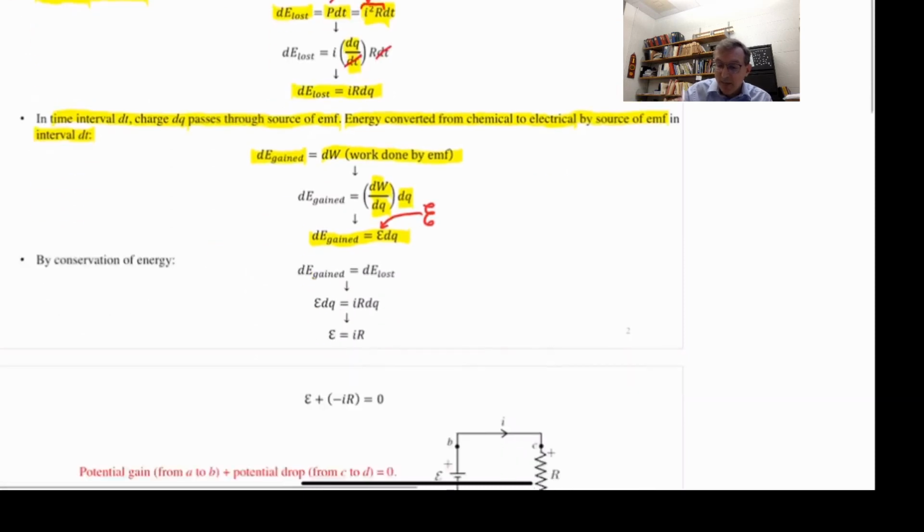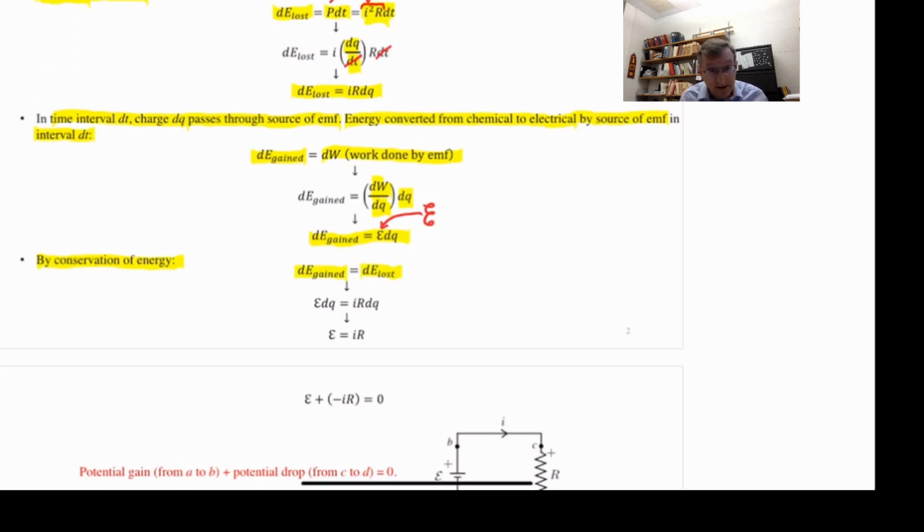So the electrical energy gained in the time interval dt, when the charge dq moves through that cross-section, is the EMF of that source times dq. And here comes a standard physics idea. Energy cannot just appear or disappear. If electrical energy was gained somewhere in the circuit, an equal amount of energy had to be lost somewhere else.